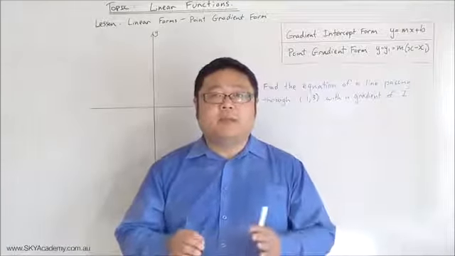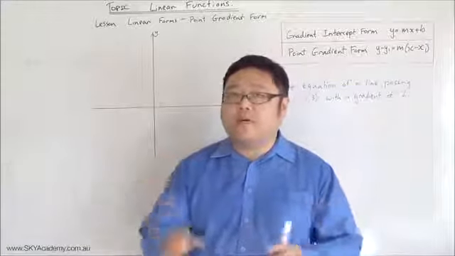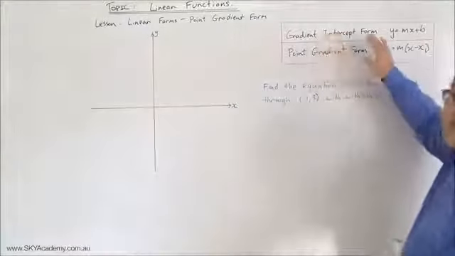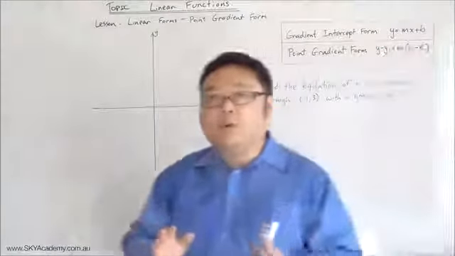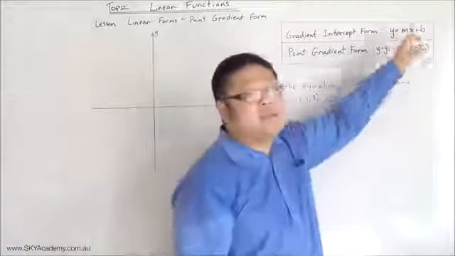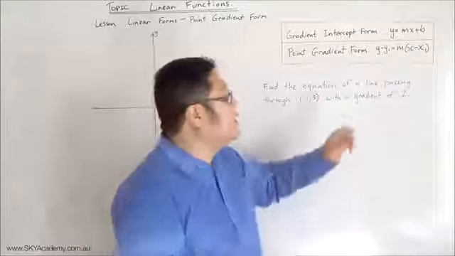In the last episode, we started looking at the different forms linear functions can take, and in particular the gradient intercept form, which was y is equal to mx plus b. If you recall, m stands for your gradient, b stands for your y-intercept, so it's where it crosses the y-axis, right?